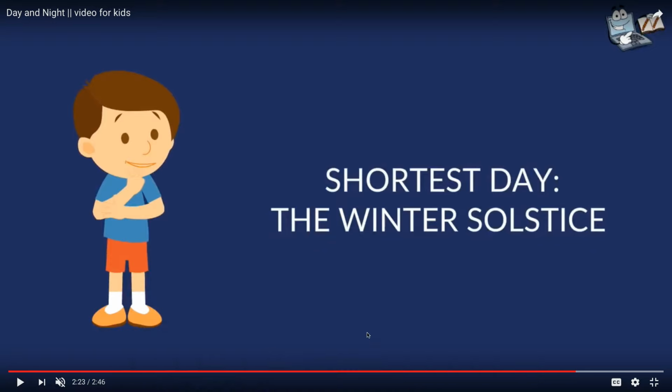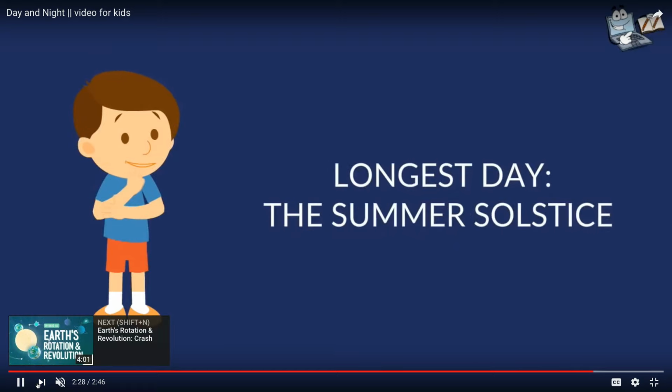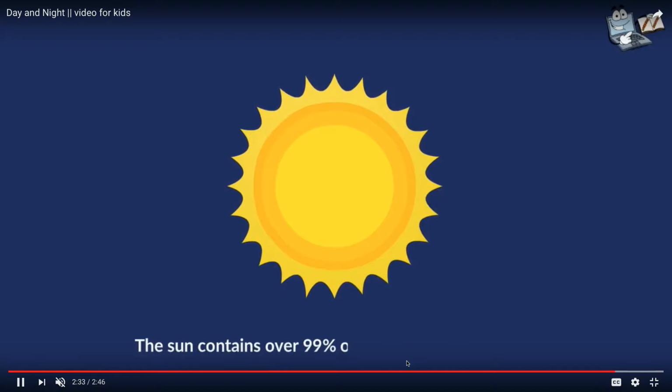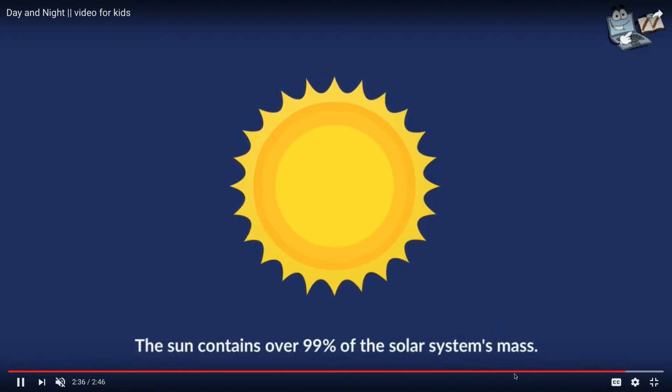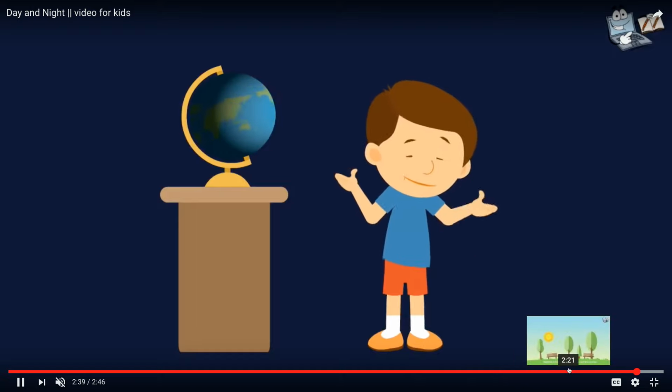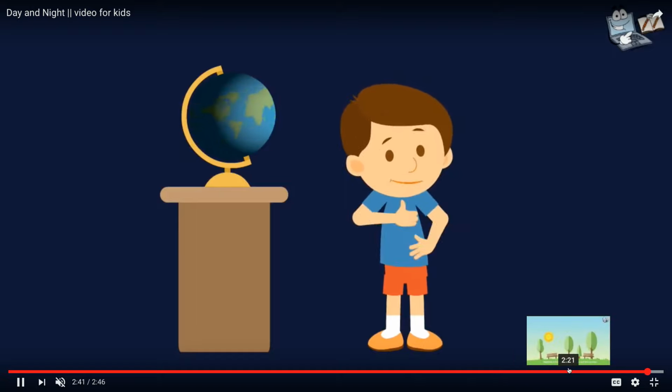I'm going to read this to you just because it's there, but I don't expect you to remember it. It'll probably be in your brain when you do learn about it later on in your school career. The shortest day is the winter solstice. The longest day is the summer solstice. The sun contains over 99% of the solar system's mass. That means it's huge, it's enormous, it's gigantic.